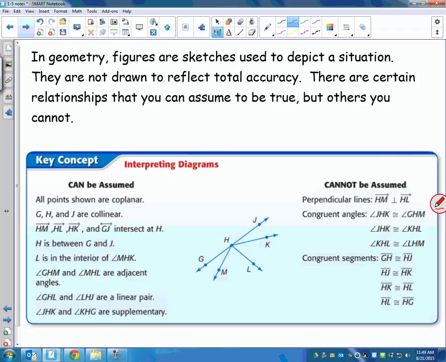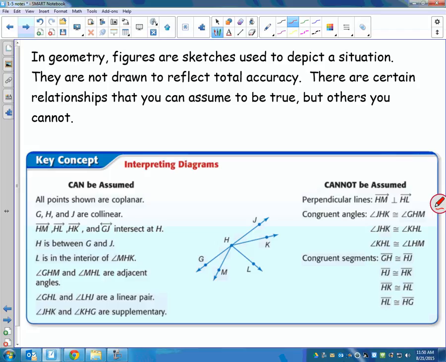This last thing, I just want to talk to you, and I kind of talked about this earlier in the week, about don't trust the picture in your book. I wrote this from your book. I should have credited the book, so I'm not plagiarizing. But the book says, in geometry, figures are sketches used to depict a situation. They are not drawn to reflect total accuracy. There are certain relationships you can assume to be true, but others you can't. And so there's just this lovely thing that tells you what's okay to say.